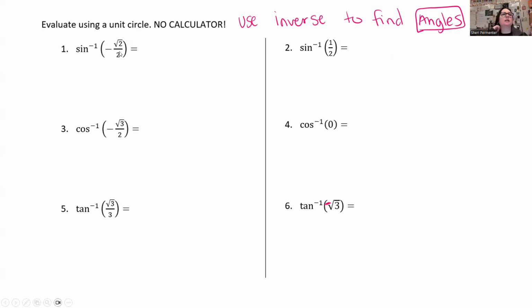Okay, for this one, the inverse sine of negative square root 2 over 2. Why was I saying pi? So I know that that's going to be restricted.